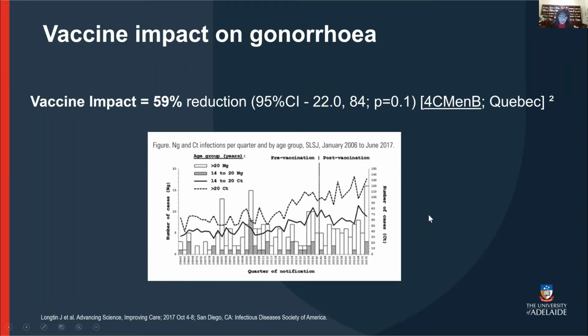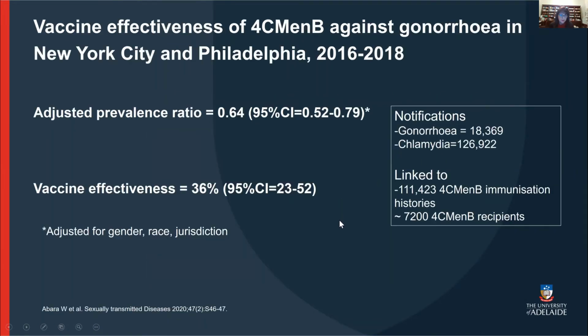And you'll see here that there was a 59% reduction in gonorrhea in the 14 to 20 age group, which is the age group that had quite high coverage using 4CMenB compared to the over 20-year age group, which were unvaccinated. You'll see that there are wide confidence intervals here, and it was a non-significant result. But again, it's consistent with the New Zealand findings around the MenB vaccine.